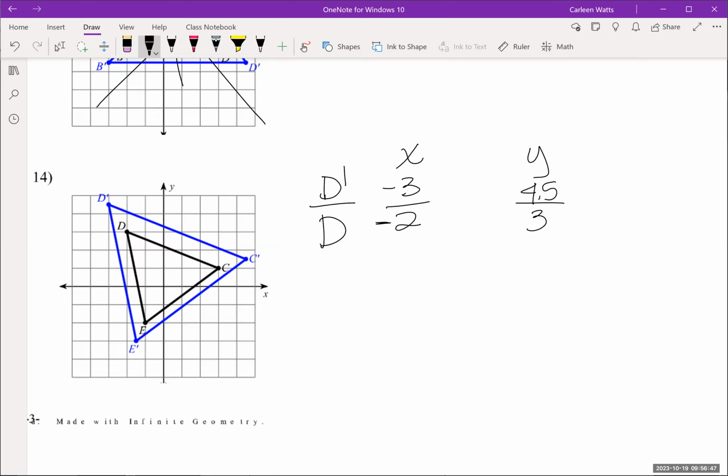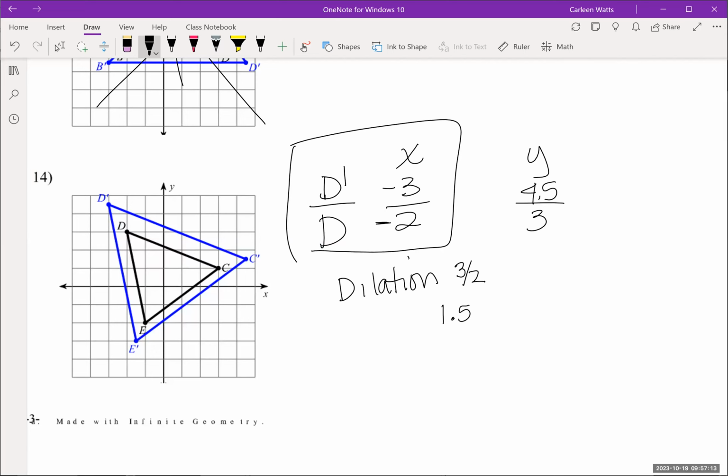Okay, so if we go new over old, this is a dilation of, and you're either going to say 3/2, or you're going to say 1.5. Now, what does showing your work look like? Something like this, or you could use the Y's, probably not. So you're either going to say -3 over -2, right? Because we know that negative divided by negative, those negatives cancel.